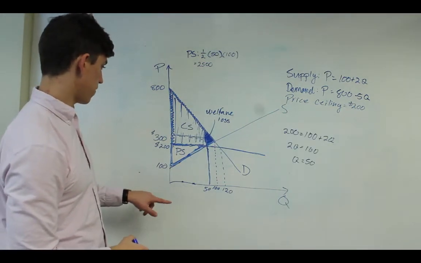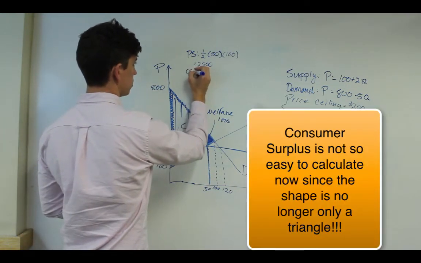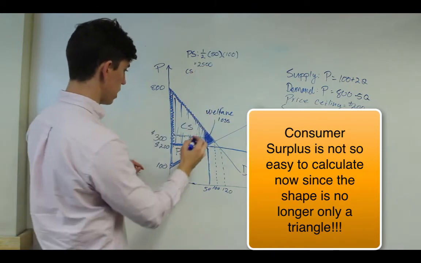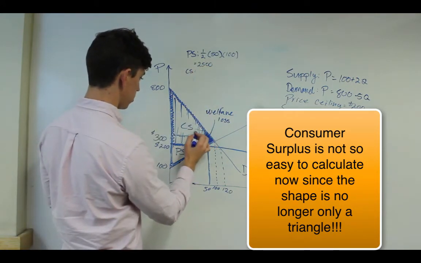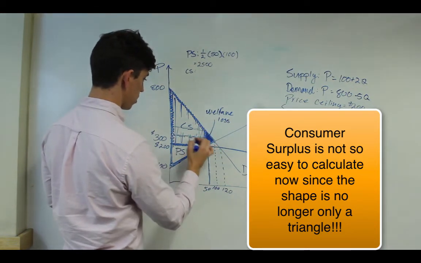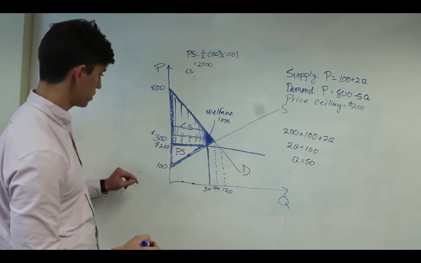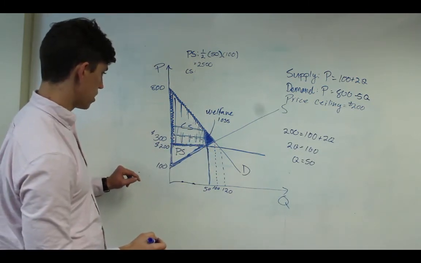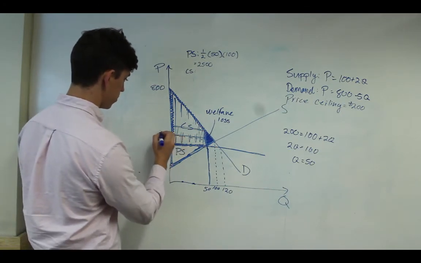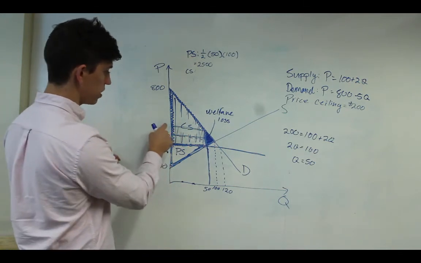And then our new consumer surplus, this one will be a little bit trickier to calculate because we've got a triangle up here somewhere, right, and then this rectangle down here. So to do that, this 300 goes for this price right here. It's 300. Now we need to find what this price is right here.